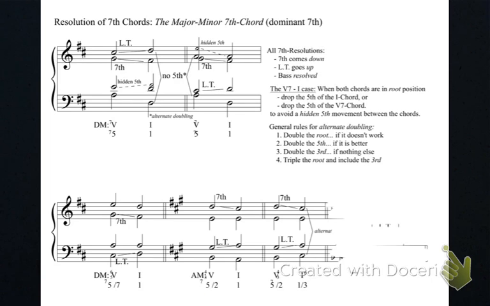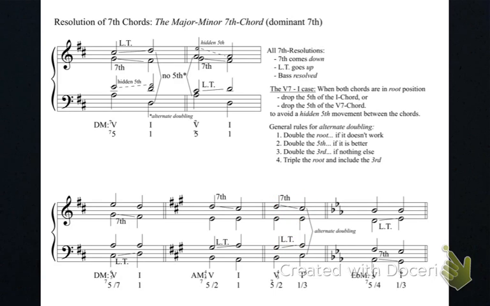And checking another inversion here, using an alternate doubling just for voice leading purposes. But the unchanging things are that the 7th comes down, the leading tone goes up, and I try to keep the similar tone. And the last inversion, a 4/2, where the 7th is in the bass, and then it still goes down and the leading tone goes up.